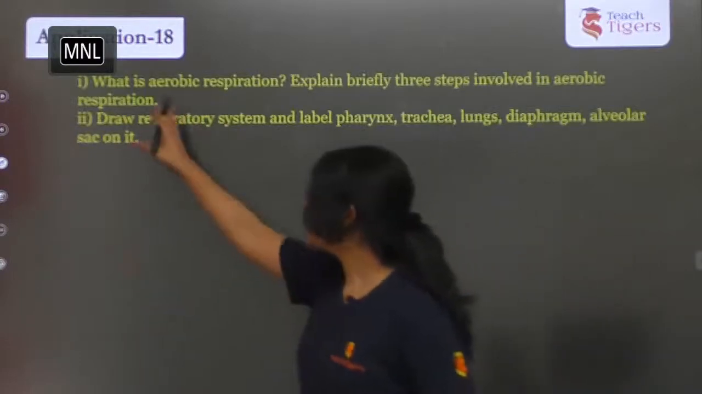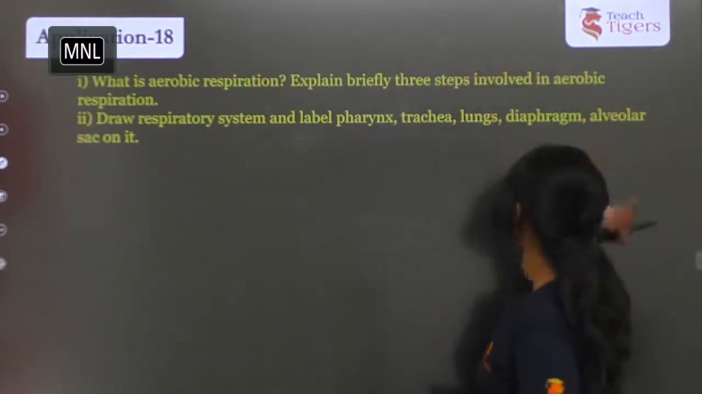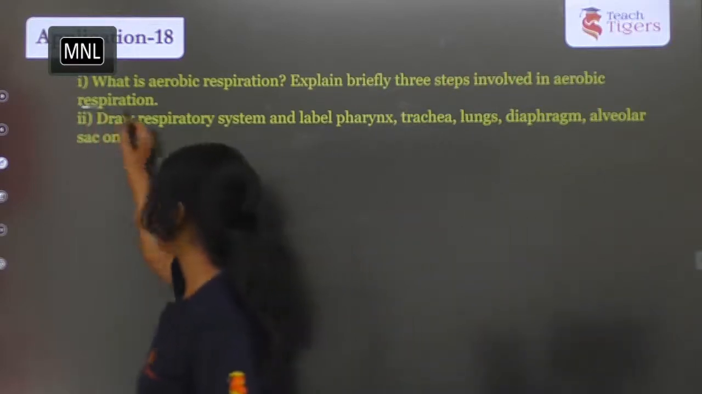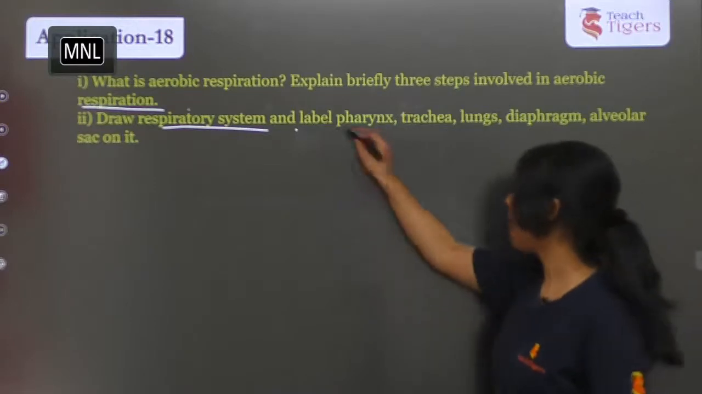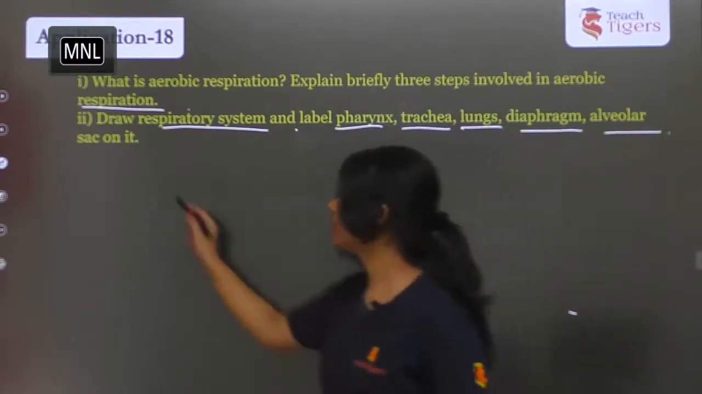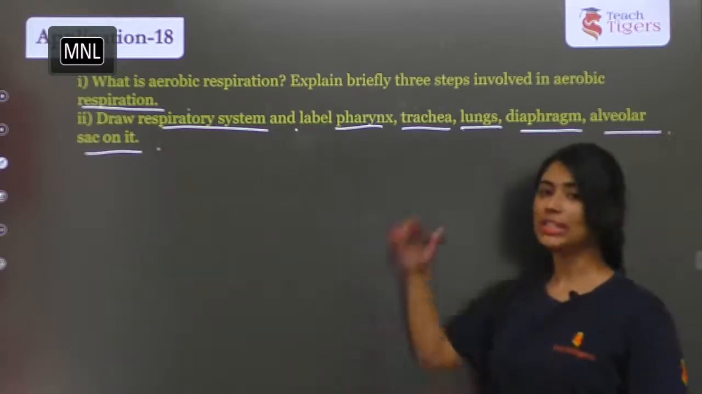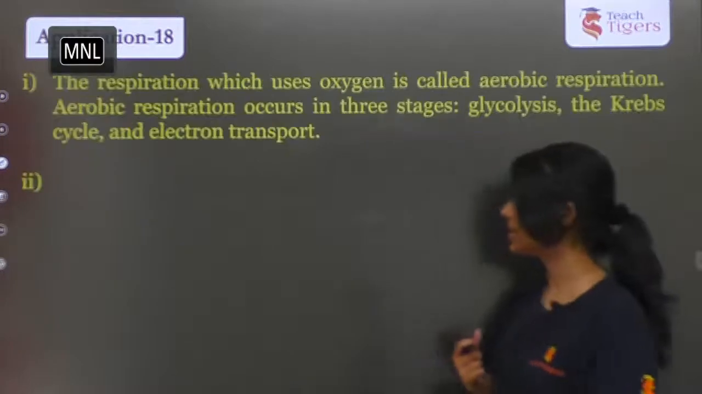Next, what is aerobic respiration? Explain briefly 3 steps involved in aerobic respiration and draw the respiratory system and label pharynx, trachea, lungs, diaphragm, alveolar sac on it. Okay, so these are generally the 5 marks questions that might be asked during the exam. Okay, so let us discuss the answer.